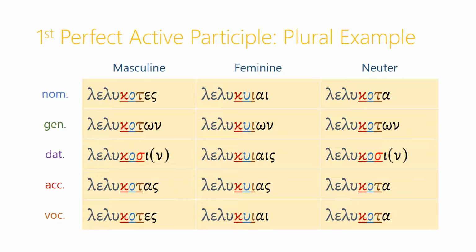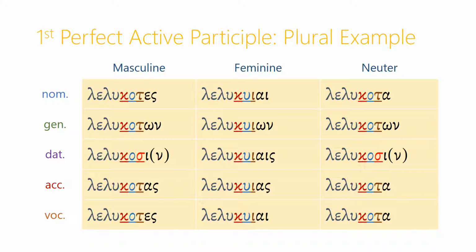Here are examples of the plurals. Again, this is quite regular. We have the kappa tense indicator, the omicron or upsilon connecting vowel, and either the tau or the iota active voice indicator. And then onto those, we just add the regular third declension or first declension plural endings.